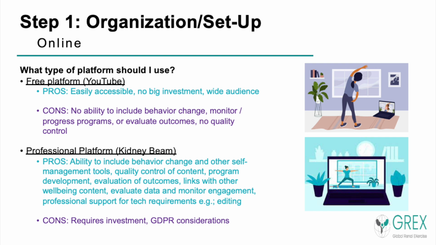So in terms of what type of platform you might want to use, there are two different options. You could choose a free platform to deliver your training, or you might want to use a professional platform, something like Kidney Beam. So the pros for a free platform are that they're easily accessible, you don't have to have a big investment or any funding, and you can access a wide audience. But on the negative side, you can't include behavior change, it's difficult to monitor and progress programs or to evaluate outcomes, and there isn't any quality control.